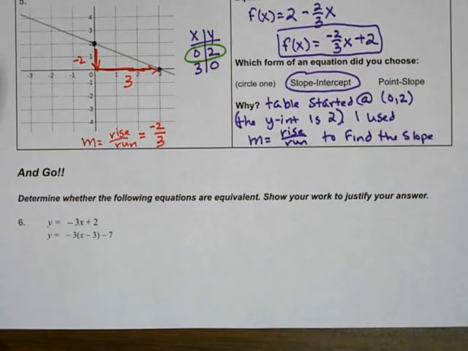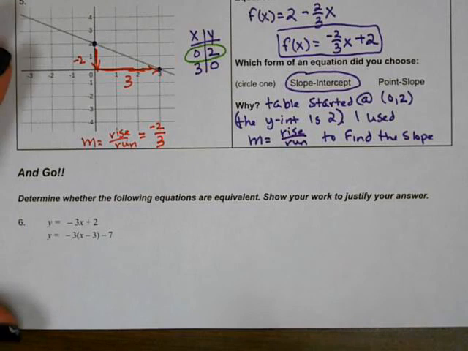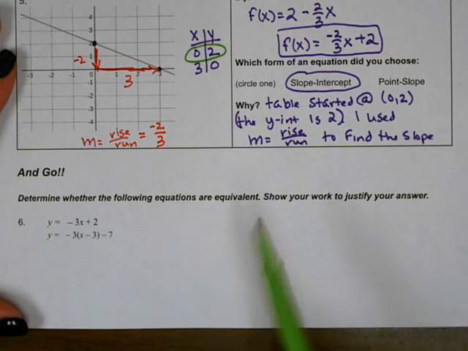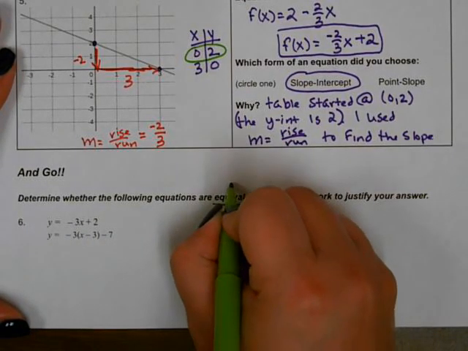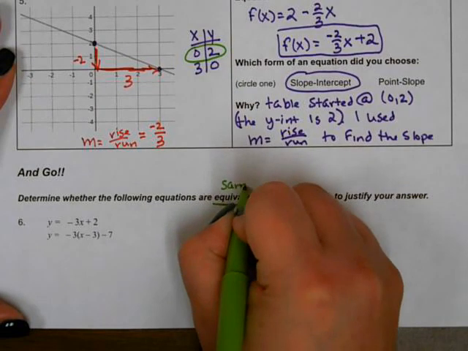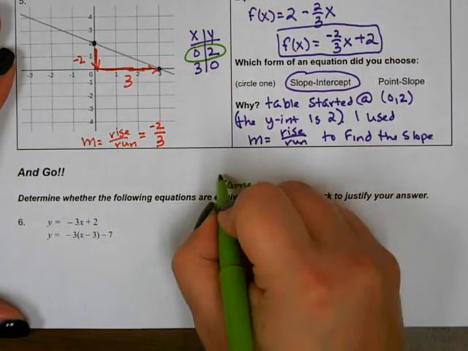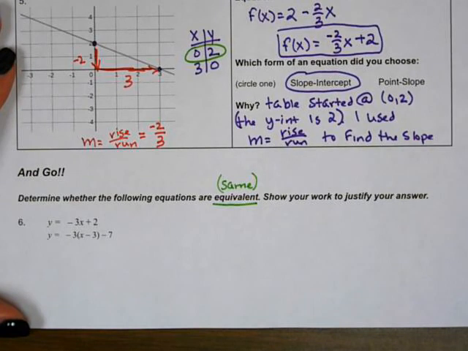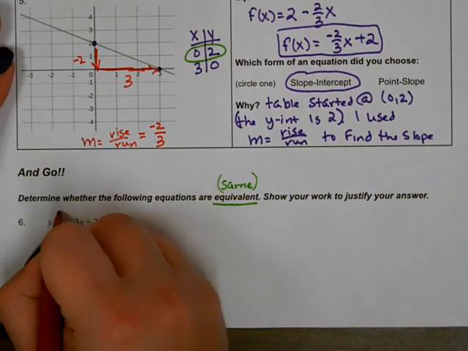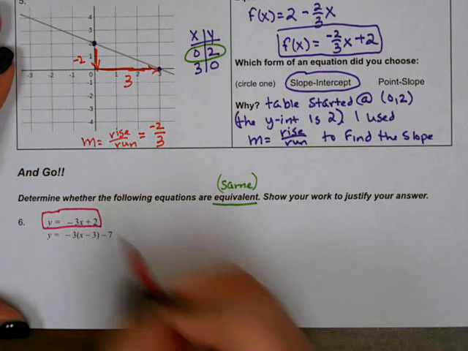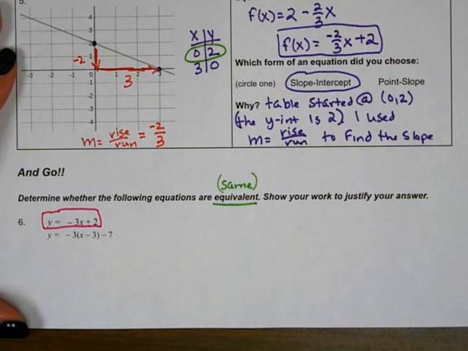We have one more example to talk through here. So determine whether the following equations are equivalent. So what I want to point out to you is that equivalent means, are they the same? Do they represent the same linear function? And we're going to show our work to justify our answer. So if we take a look at these two equations, we can see this one here can't be simplified at all. It says y equals negative 3x plus 2. There's nothing I can do to actually simplify that. So I'm going to have to just leave it alone.